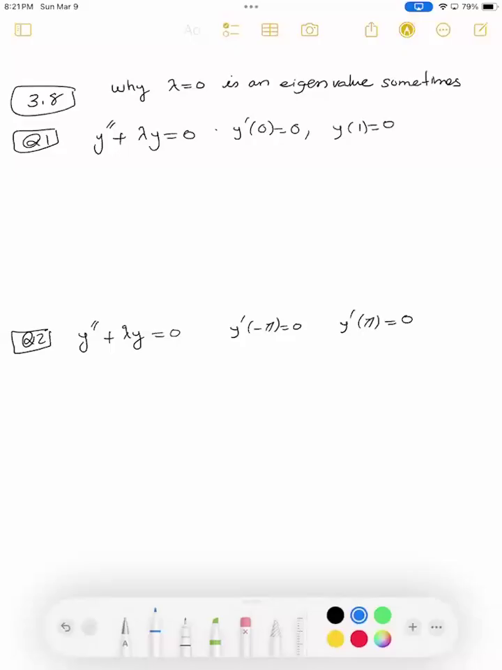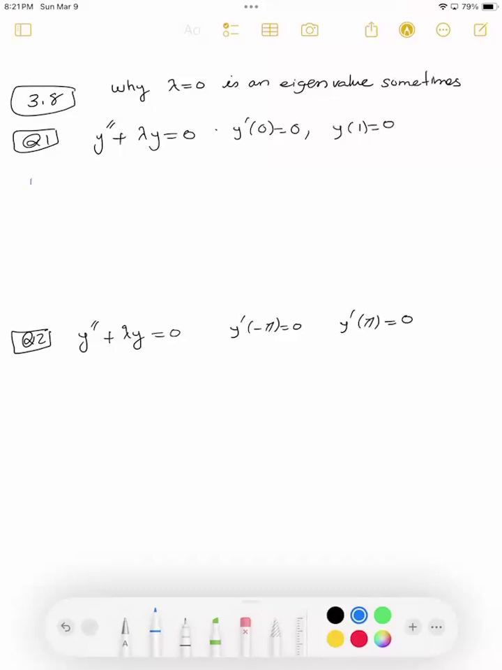So these are two questions from section 3.8. In the first question, question number 1, we are going to find out that lambda equal to 0 is not an eigenvalue. But in the second question, we are going to see that lambda equal to 0 is an eigenvalue.